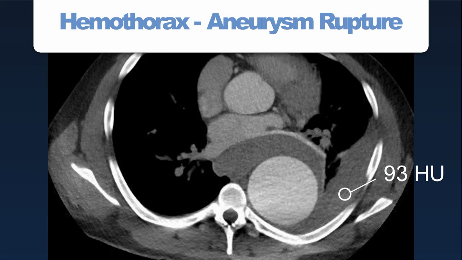This is a different patient. So we have this high attenuation pleural collection. You can see it's really extending around the aorta. We didn't really identify where the bleed was coming from, but this was new, and the presumption was that this was associated with a rupturing aneurysm, which turned out to be the case intraoperatively.